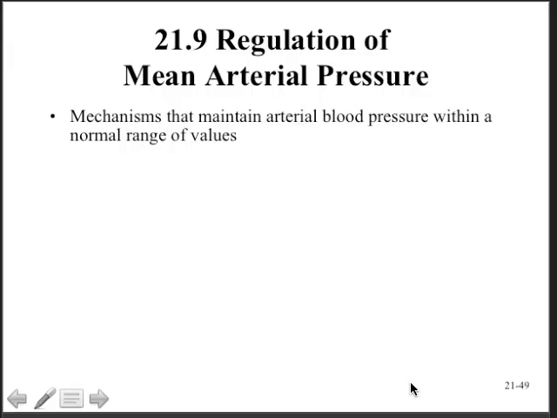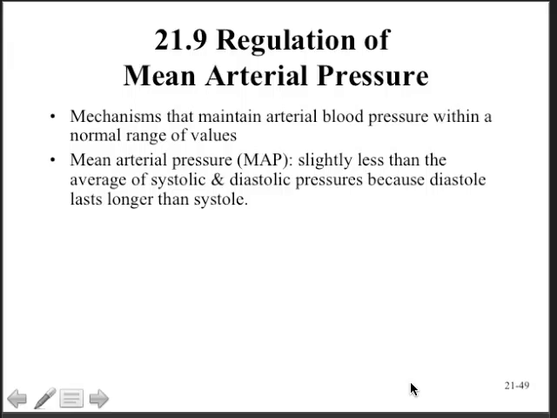Essentially, there are going to be hormonal and nervous regulatory mechanisms that maintain mean arterial pressure, as well as local mechanisms. We have to keep mean arterial pressure within a normal range of values, slightly less than the average of the systolic and diastolic on a moment-to-moment basis. This is due to the fact that the average of the systolic and diastolic pressures causes diastole to last a little bit longer than systole. So there's a sort of a rebound effect there.